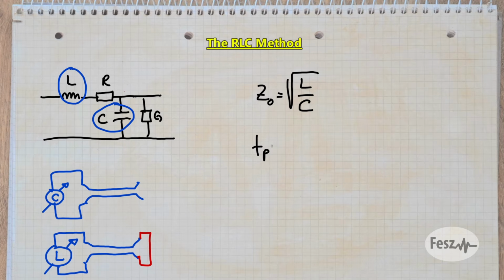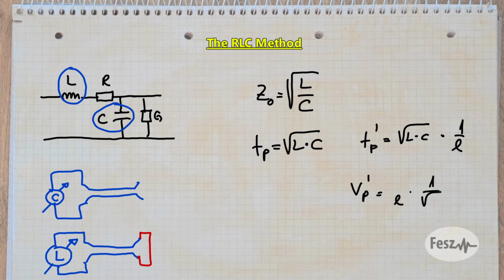So this is calculated from the square root of the product. And well, from this, you can get the characteristic delay, so the delay per unit of length, and of course, you can also get the propagation velocity and the velocity factor.